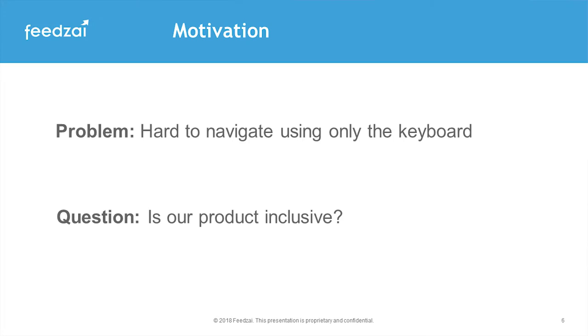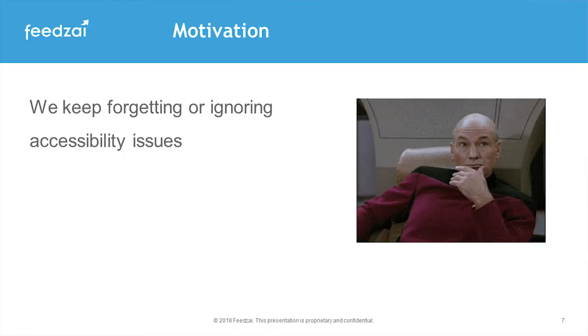When I started implementing this project, I realized that it was hard to navigate our application using only the keyboard. I wanted to do a set of actions just using the keyboard, and it was hard to do. So I started asking myself if our product is inclusive for everyone. And the answer was it's not, because I can't at least navigate using only the keyboard. There are people who can't use the mouse, so it was not being inclusive. And unfortunately, many of us developers who create web applications keep forgetting about accessibility, and it's something that we don't usually do or test in our application.